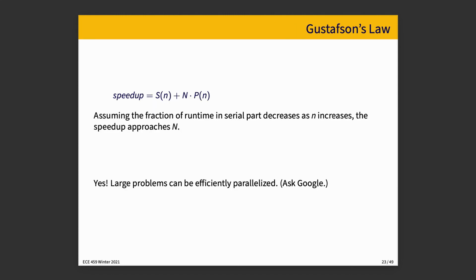And in this case, with Gustafson's Law, speedup S of n is n plus n times p of n. Assuming, of course, the fraction of runtime of the serial part decreases as n increases, our speedup does approach n. And this works only when you have some sort of problem size knob that you can crank up. Like I said, the number of time steps in your simulation, for example. Not always that easy, not always that straightforward, but those kinds of large problems can be efficiently parallelized.